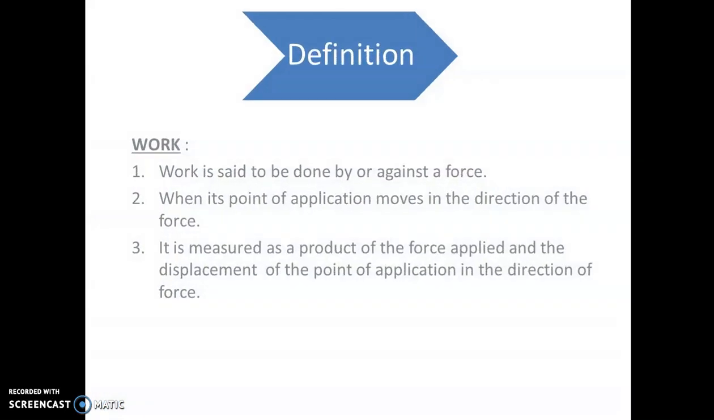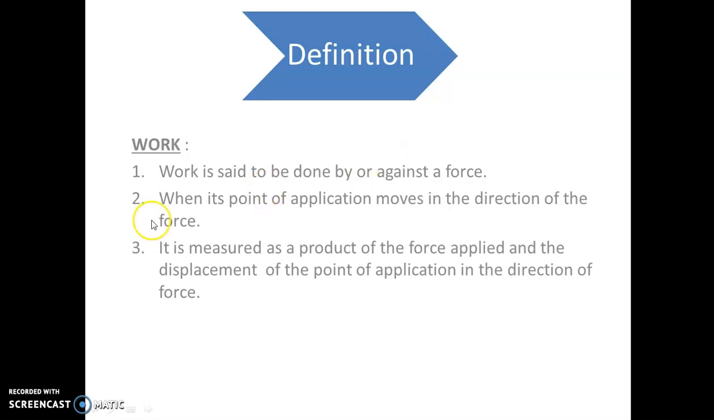So here comes the definition. So what is work? Basically, work is said to be done by or against a force. So imagine there is an object, suppose a box placed on the ground, and you apply a force. That is, you push the box. The box will get pushed in the direction of the force that you have applied. Then we can say that the work has been done.